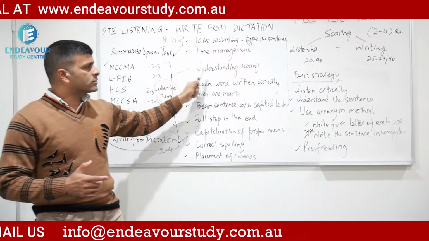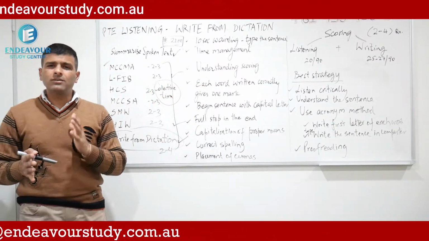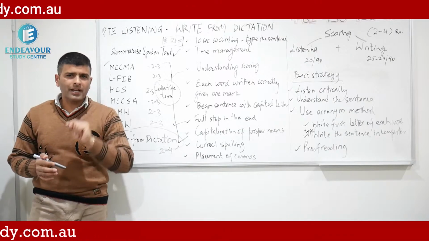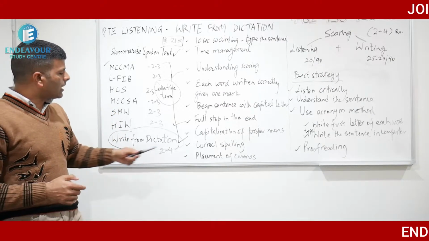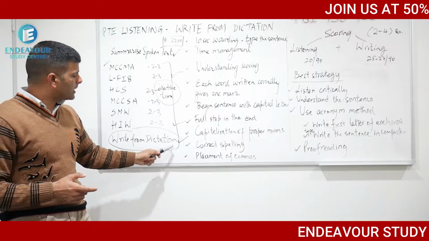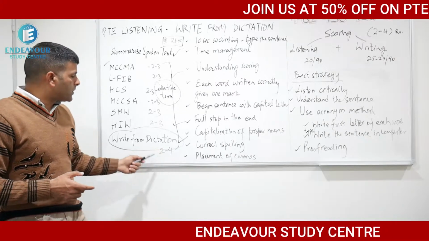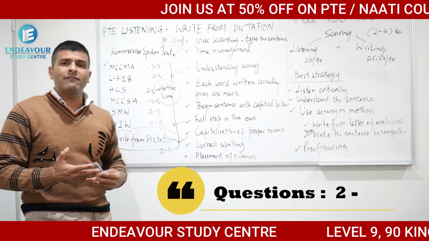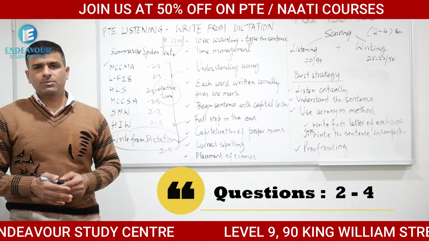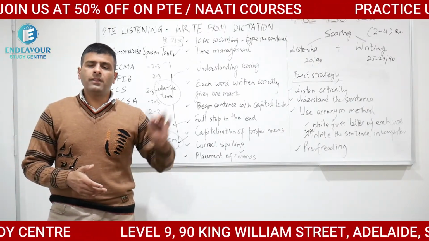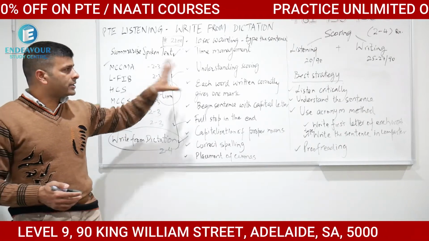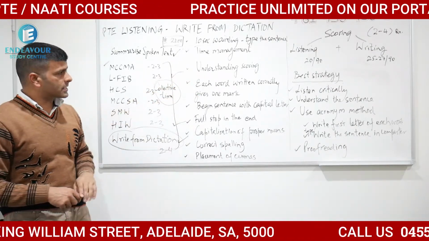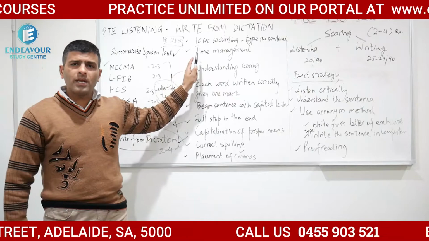When you get to write from dictation, we need at least 1 to 1.5 minutes per question. For example, the number of write from dictation questions can vary anywhere from 2 to 4. So if you have, say, 4 write from dictation questions, you need at least 5 or 6 minutes to be able to do it well. The way to maximize your score is by using all the strategies we are going to discuss now. So time management is really important.